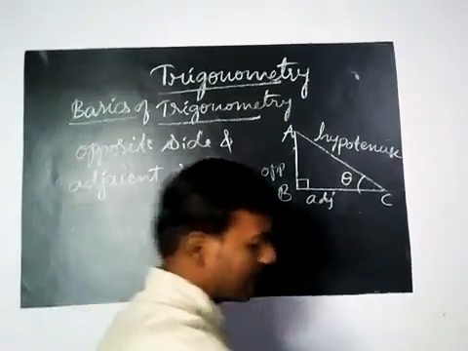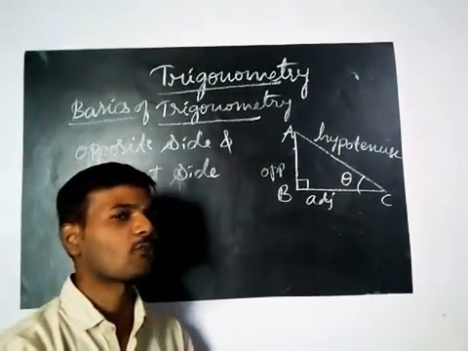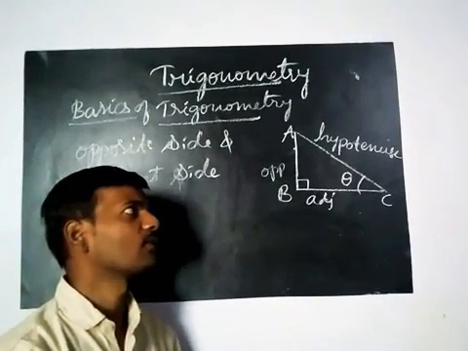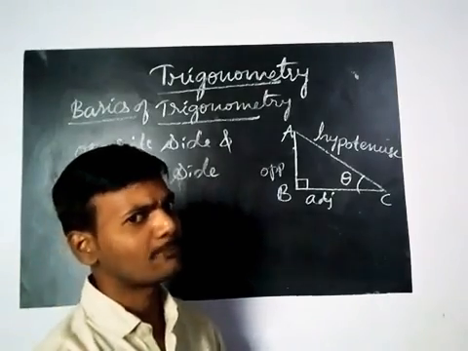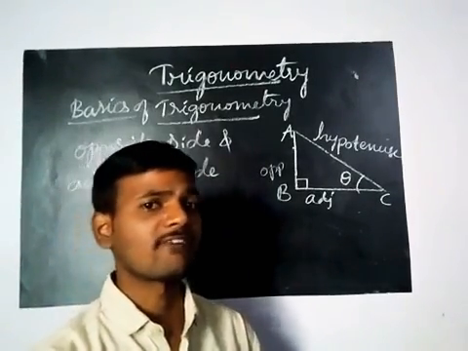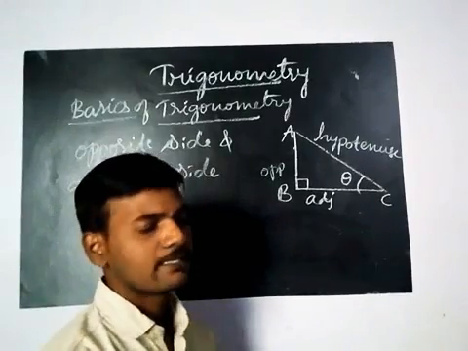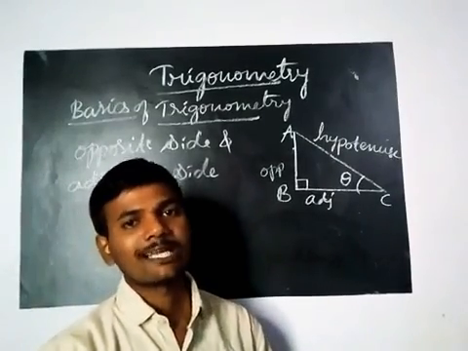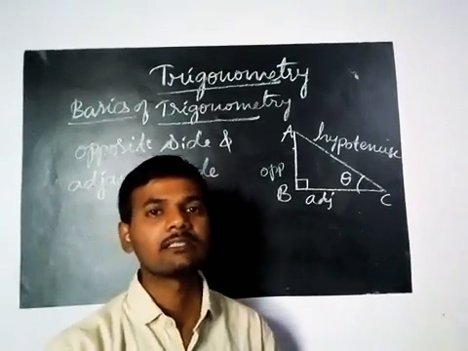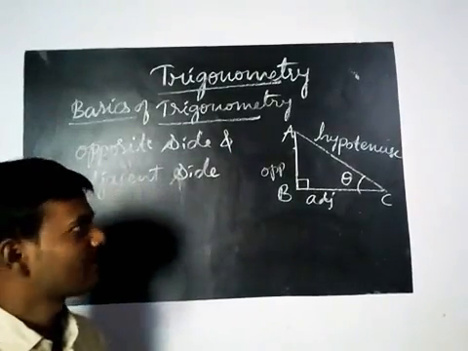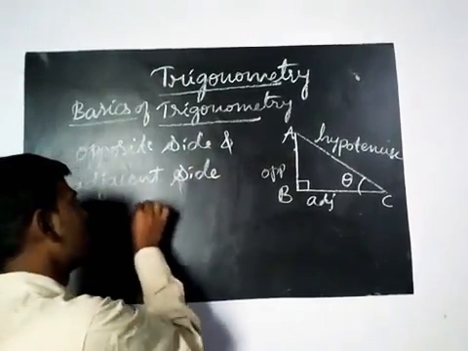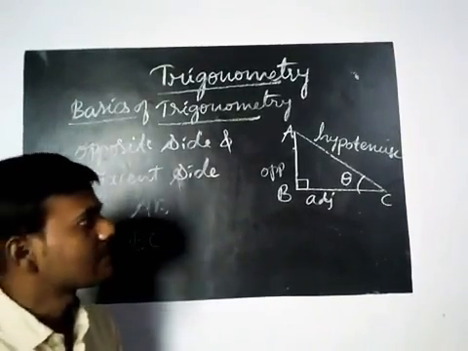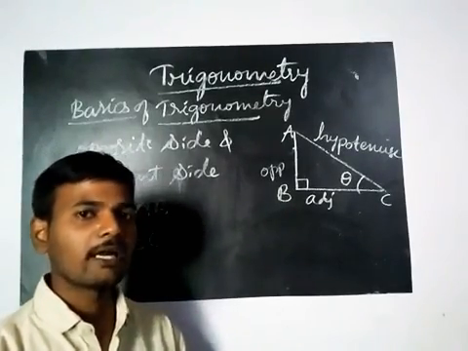The adjacent side can be defined as the side which has a common point with the angle theta. Here two sides have a common point with the angle theta. One is already named, that is the hypotenuse, and the one which is left is known as the adjacent side. The side which is opposite to the angle theta is known as the opposite side. So here the opposite side is AB, BC is the adjacent side, and AC is the hypotenuse.